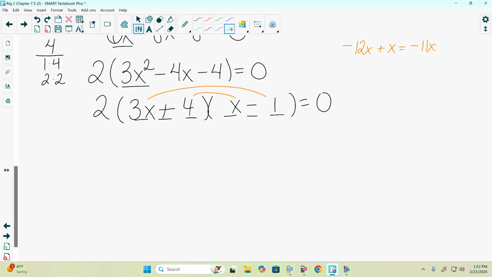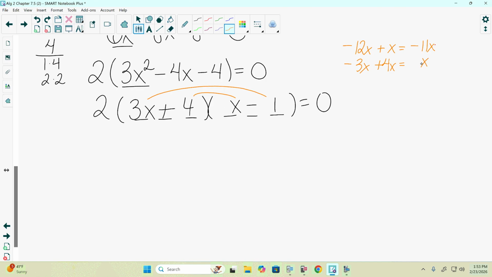And we can check this again to see if we got the correct middle term. All right, guys, focus in. 3x times negative 1 would be negative 3x. 4 times x is going to be plus 4x. And negative 3x plus 4x is going to be positive 1x. That is not the middle term we wanted.